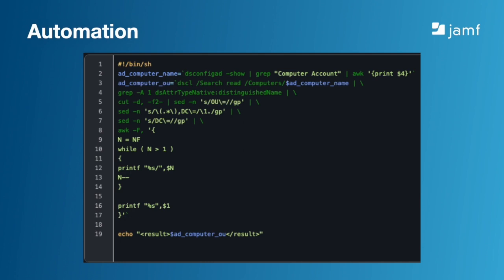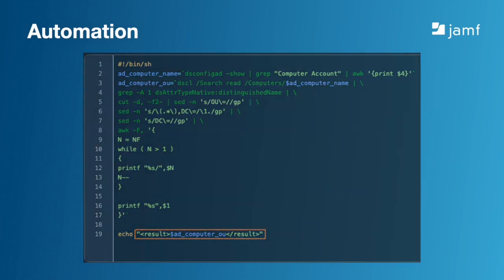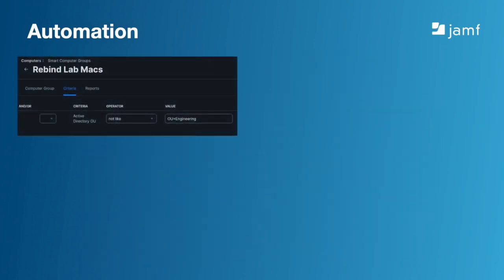It uses the dsconfig.ad and the dscl binaries to read attributes from the local file system about the current known directory bind status. And if that Mac is successfully bound, it will return the path of the organizational unit it's bound to, wrapped in the result tags at the end. That OU will end up in the Mac inventory as a field called Active Directory OU.